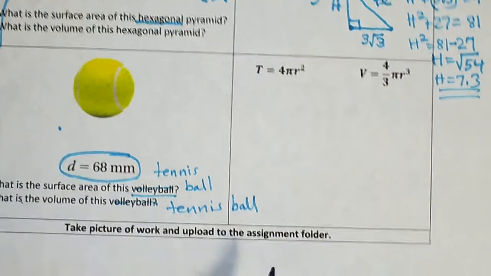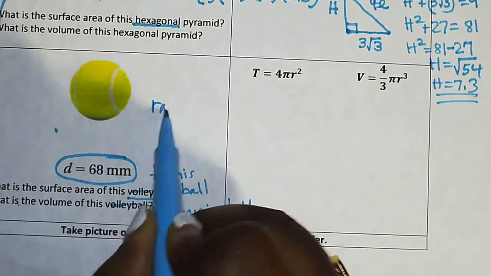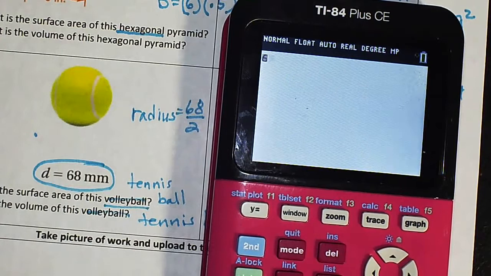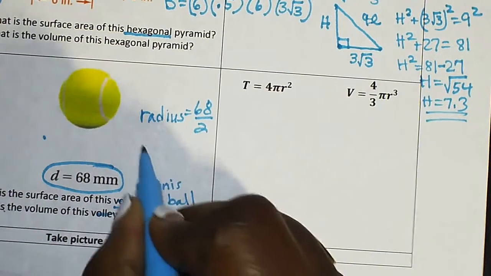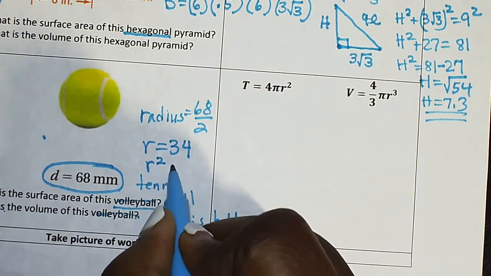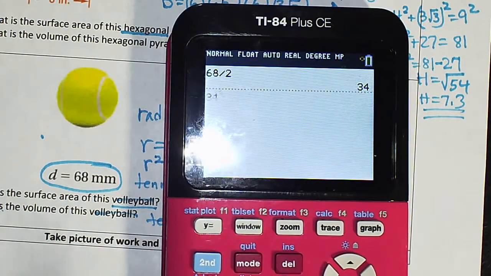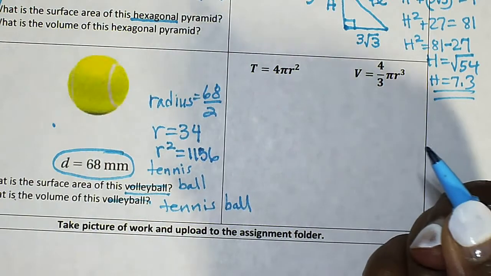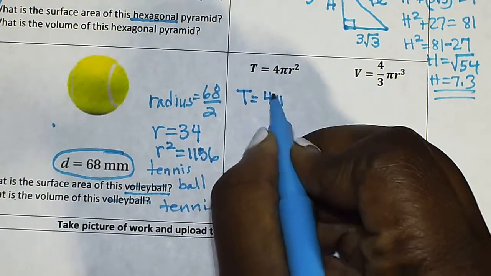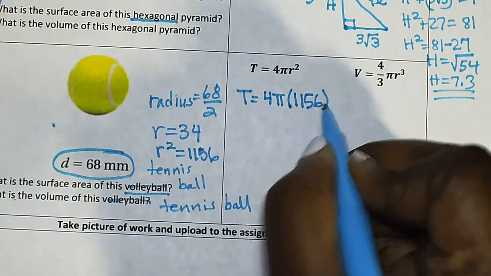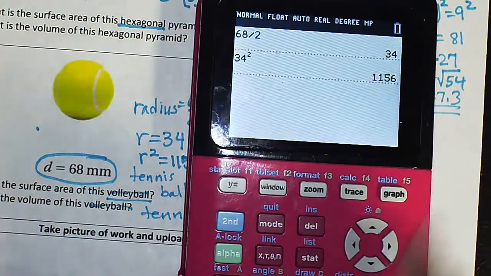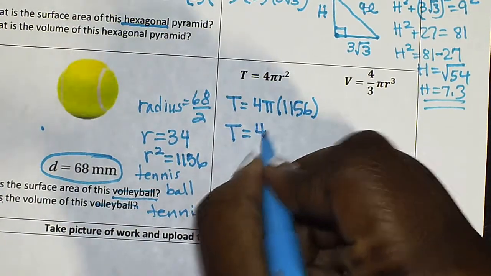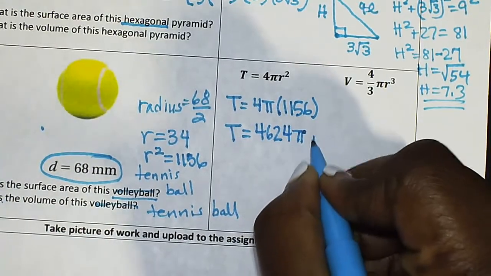All right. So the diameter is 68. So that means the radius is going to be 68 divided by 2. So 68 divided by 2 is 34. So my r is equal to 34. R squared is 34 times 34, which is 1156. All right. So we know that the total surface area is going to be 4 pi times 1156. So 4 times 1156 is 4624 millimeters squared.